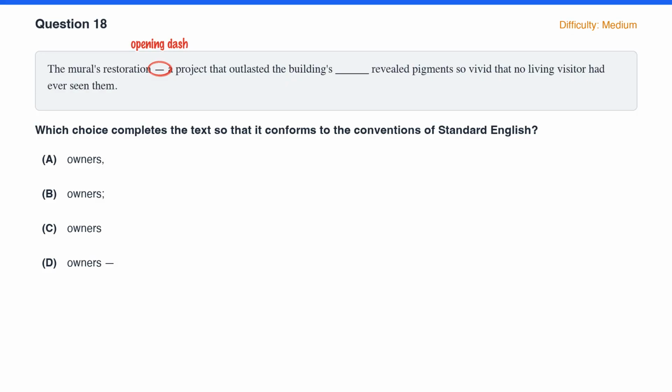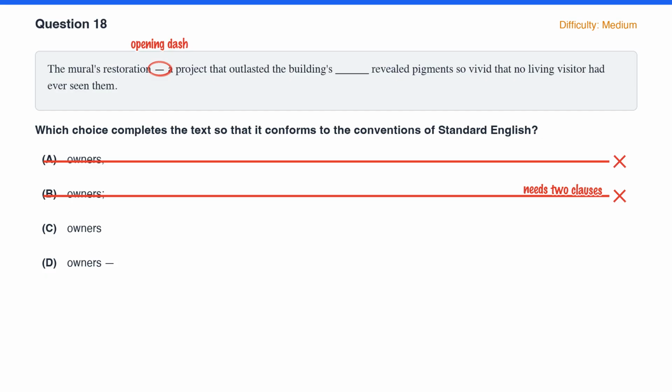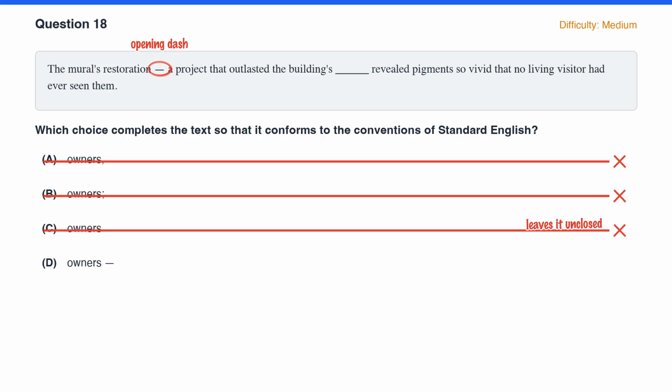Choice A ends with a comma, but a comma can't close an interruption that a dash opened. The marks have to match. Scratch that one. Choice B uses a semicolon, which needs a full clause on each side, and this is just a phrase. Not this one either. Choice C adds no punctuation at all, leaving the interruption wide open. Gone as well. That leaves D, owners with a dash, the one mark that matches.